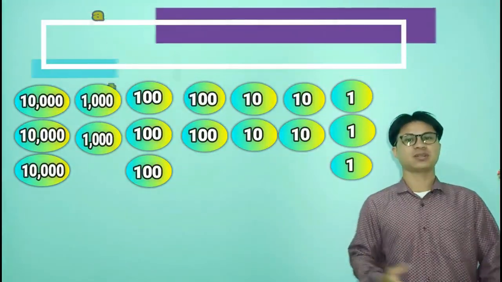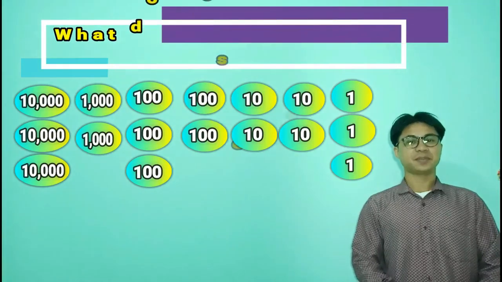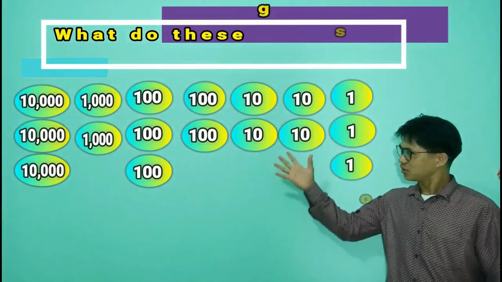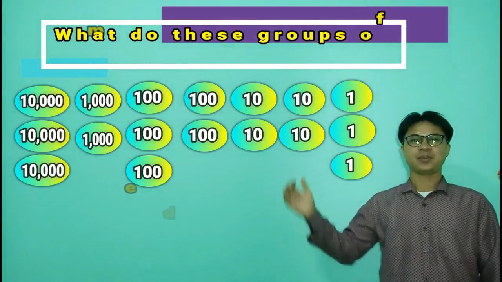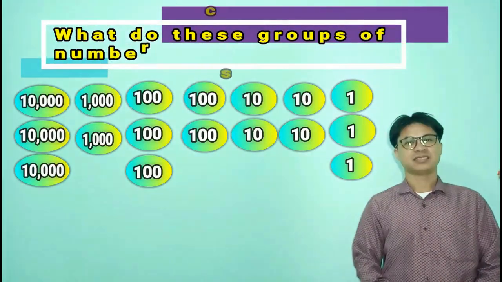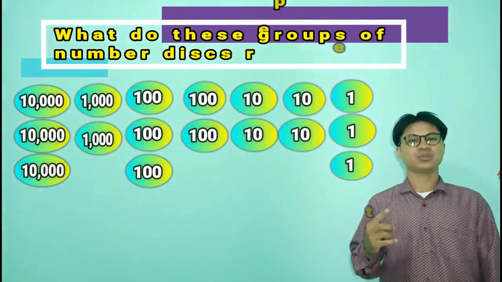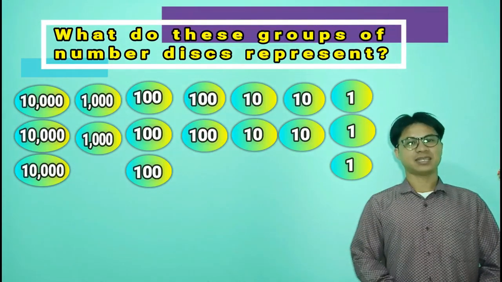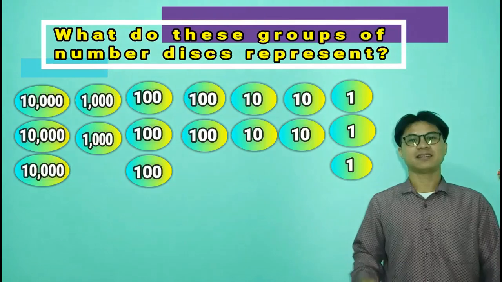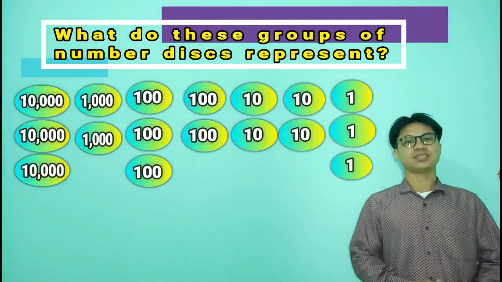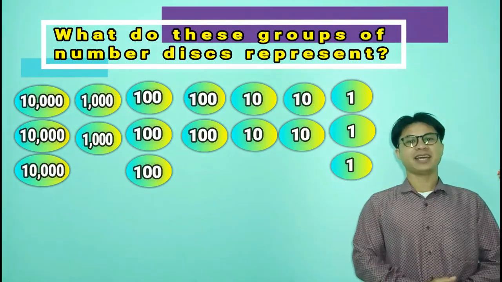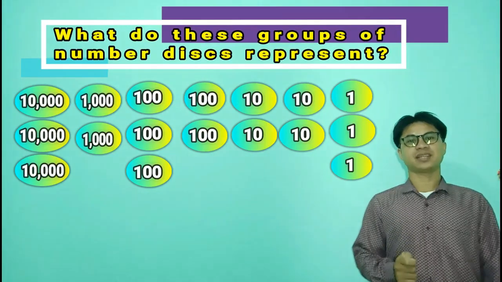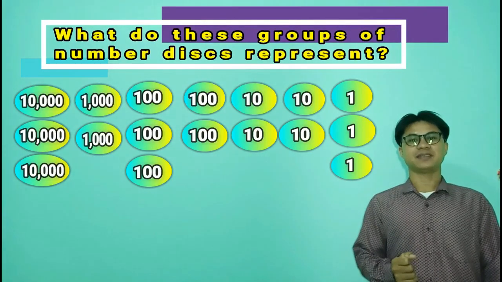Okay, another example here. What do these groups of number discs represent? If you look at this, how many 10,000s are here? 1, 2, 3, there are 3 10,000s. How many 1,000s? 1, 2, there are 2. How many hundreds? 1, 2, 3, 4, 5, there are 5 hundreds.